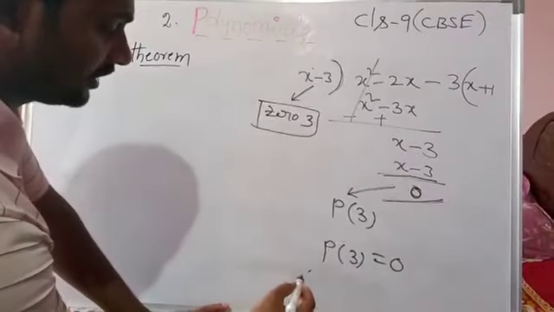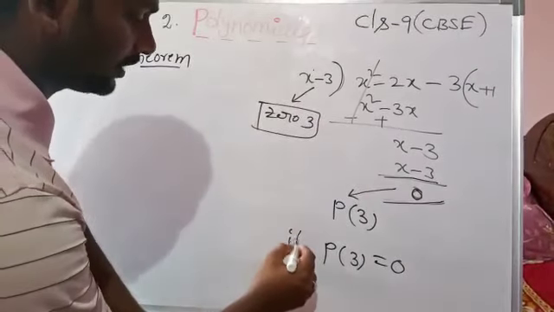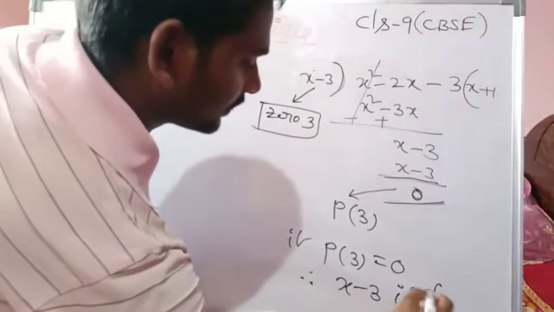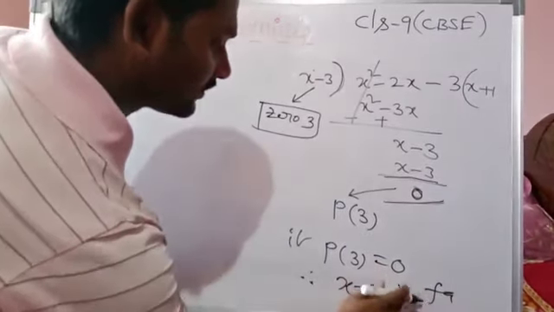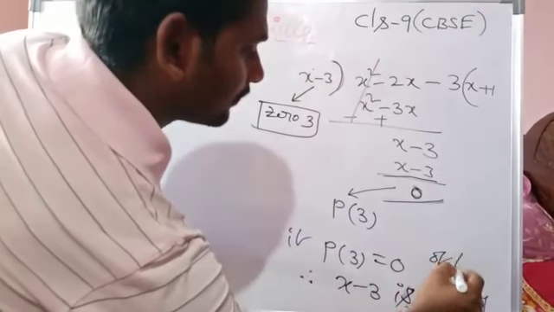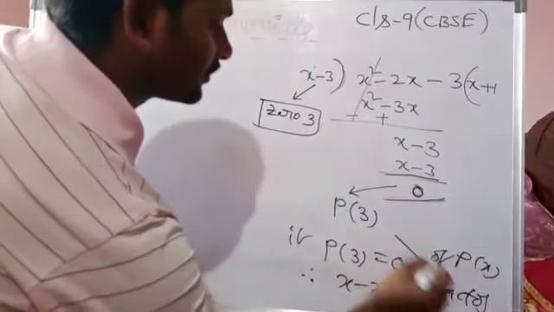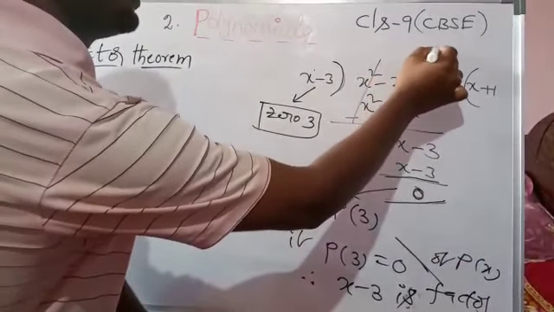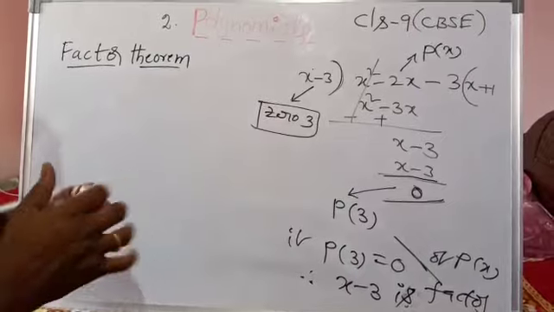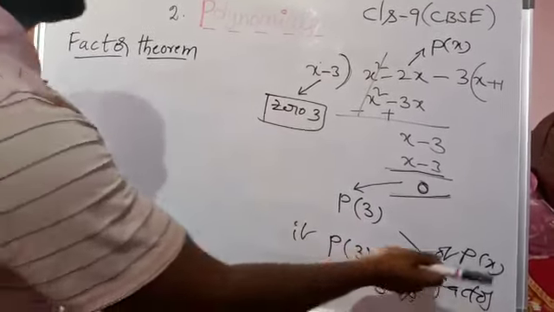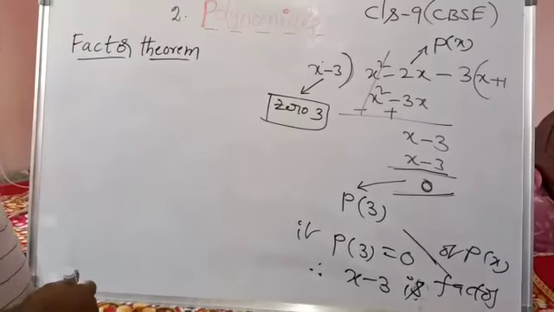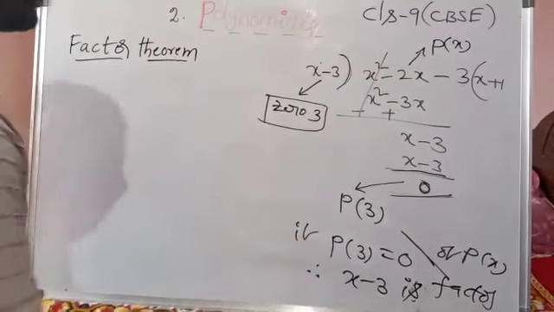So if p of 3 is equal to 0, then what you can write, students? X minus 3 is what? X minus 3 is a factor of p of x. This is the, students. So here this is the p of x. As we know, we have to take dividend as p of x. So if p of 3 is equal to 0, then x minus 3 is a factor of the polynomial p of x. Students, see, this is positive 3, this is negative 3.